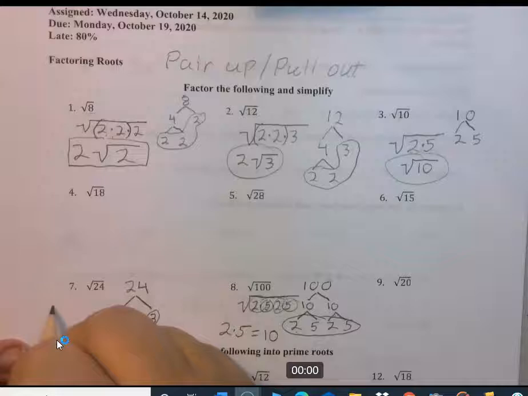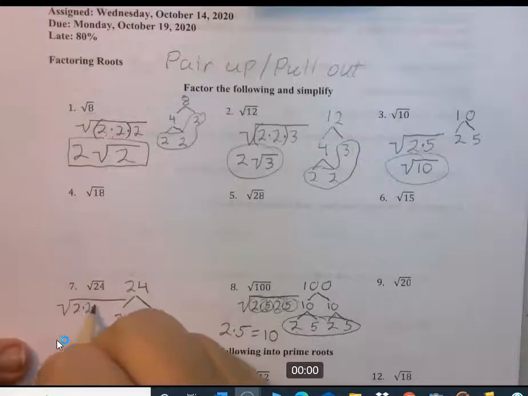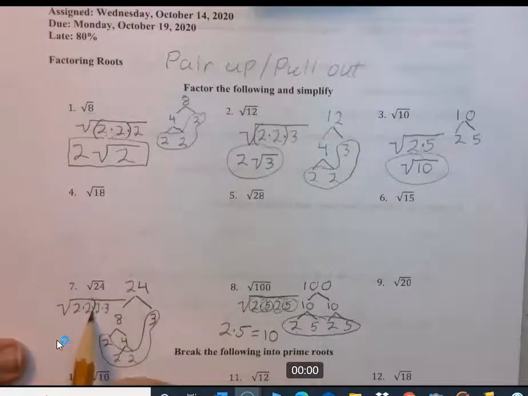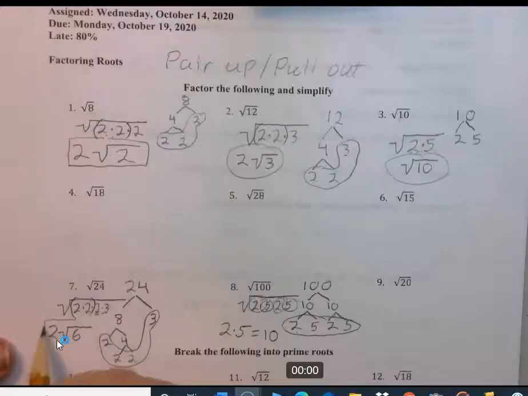Okay, let me do that over here. 2 times 2 you can pair up and pull out. So that gives you 2 on the outside. That leaves you with 2 times 3 on the inside. Those can't be paired up. It has to be the same number. So that's 6. So it's 2 root 6.